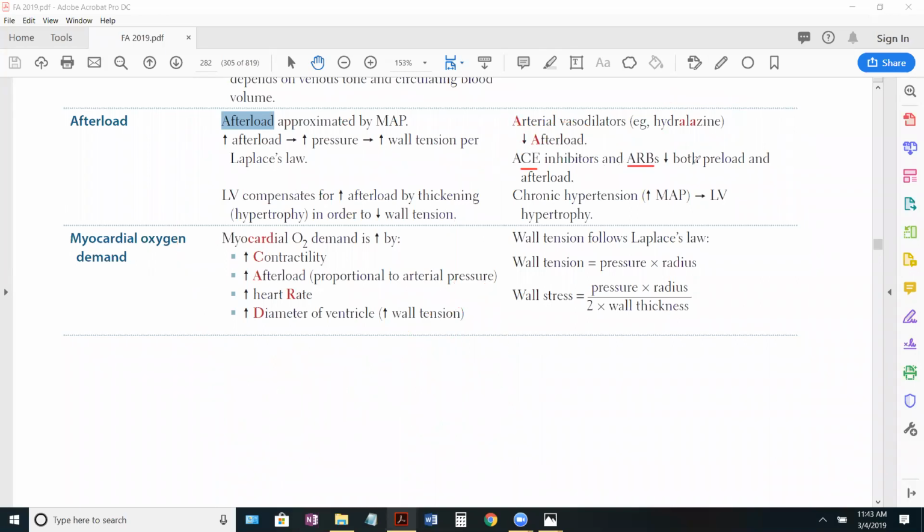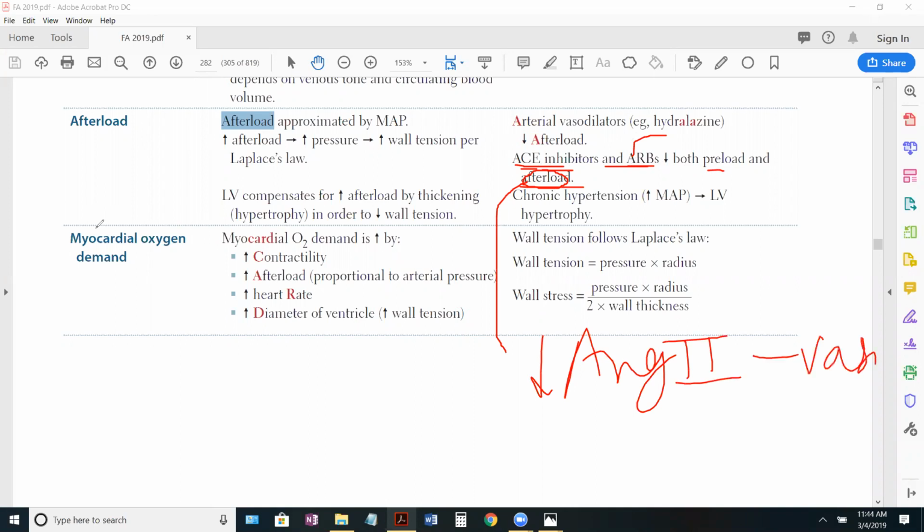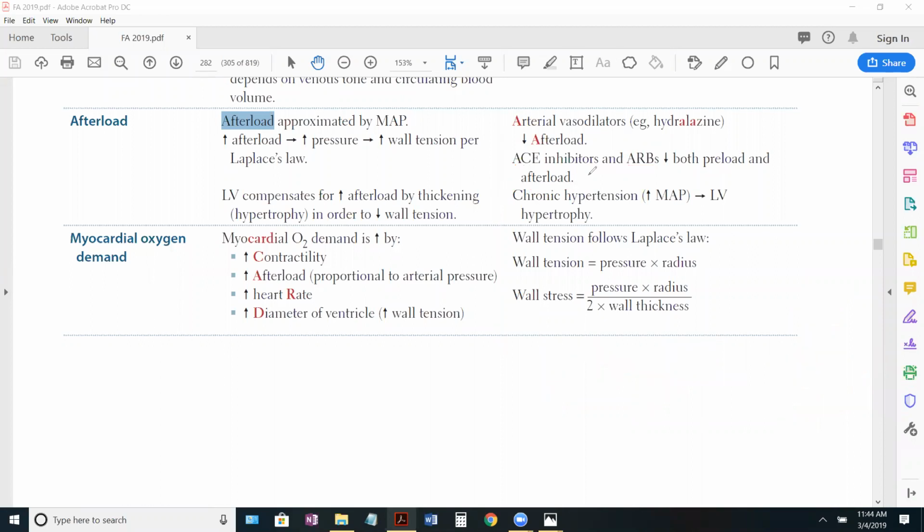Similarly, ACE inhibitors and ARBs, they are diuretics, antidiuretics. They decrease the preload, but remember that they decrease the levels of angiotensin effect. Angiotensin 2 is a vasoconstrictor. So ACE inhibitors and ARBs will decrease the levels of angiotensin 2, and one of the effects of angiotensin 2 is vasoconstriction. So if you remove the vasoconstriction, the afterload will decrease, and a decrease in the afterload can decrease the pressure. That's why these are very, very important antihypertensive drugs.